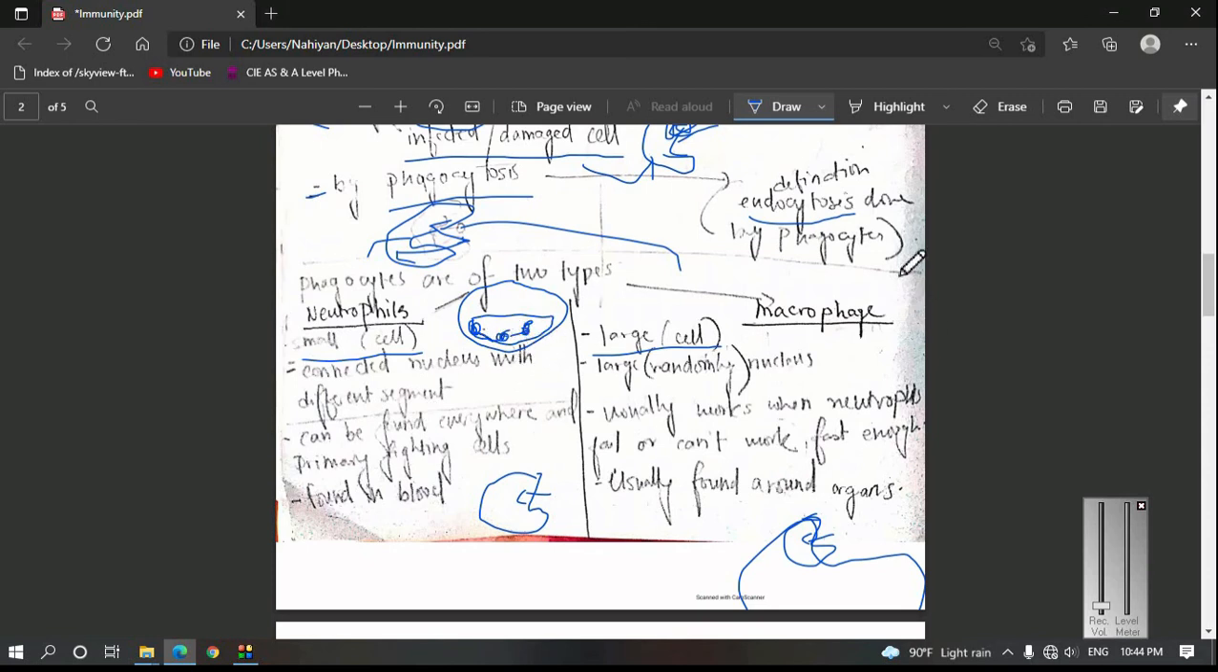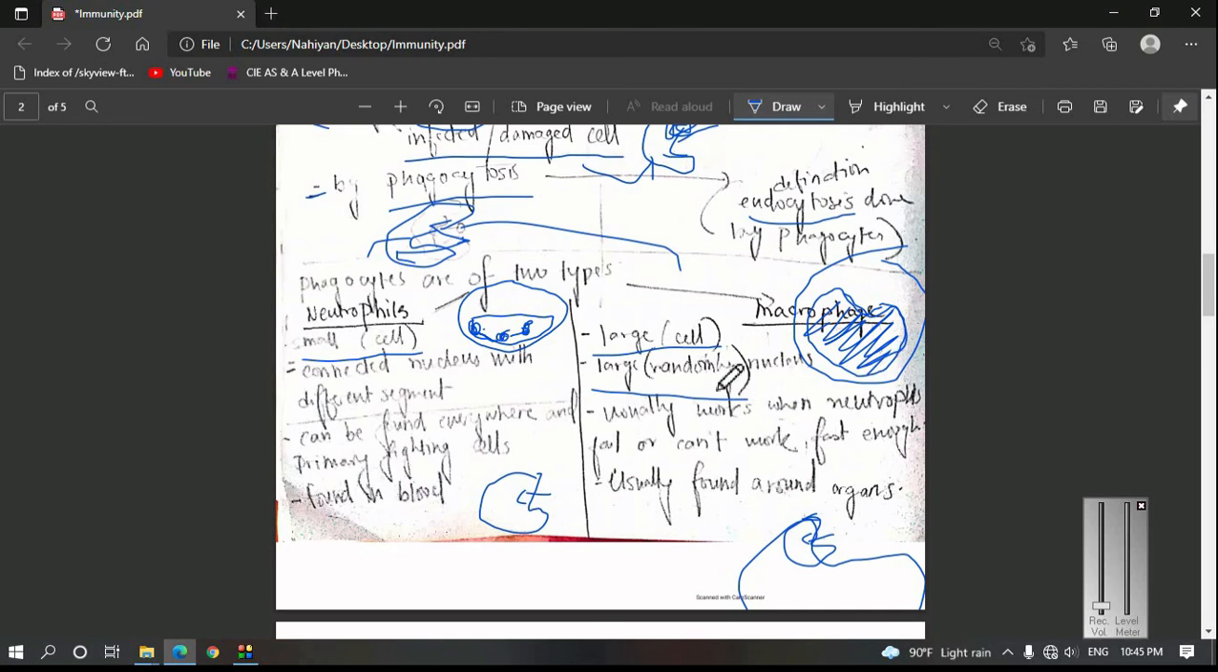But the macrophages, as I said, are a little larger, and the nucleus they have is also very large at the same time, and they cover most of the cell content. So it's large, and it's usually a little heart shaped if you look closely.